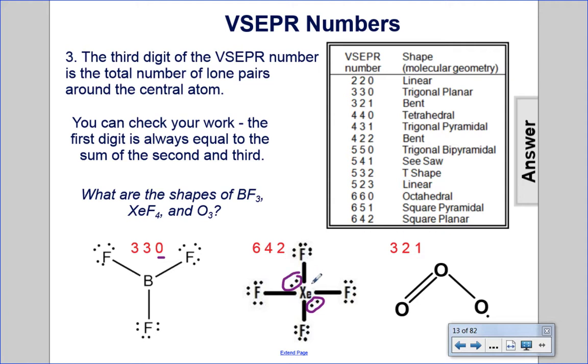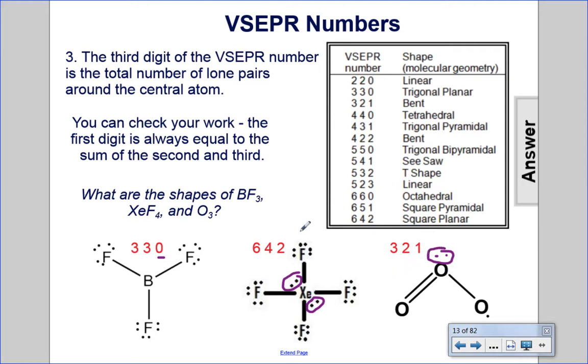And notice, 4 bonds plus 2 lone pairs, 4 bonds being the second VSEPR number, 2 lone pairs being the third VSEPR number, 2 plus 4 adds up to the total number in the electron domain of 6. Finally, back to our friend ozone. Ozone has 1 lone pair to go with 2 bonded pairs in the electron domain geometry. So therefore, 3 equals the 2 bonds plus the 1 lone pair.